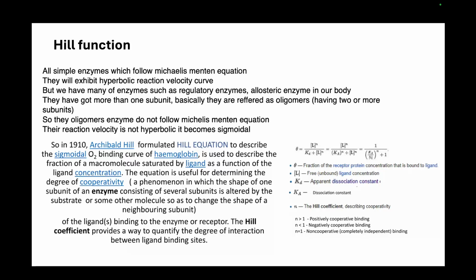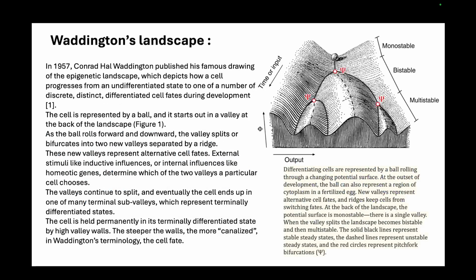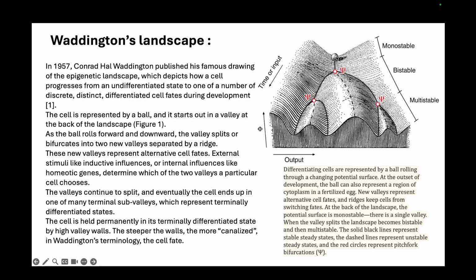Okay, so this was the Hill function, and at the end what we come to is the Waddington's landscape. So Conrad Waddington published his famous drawing of the epigenetic landscape that depicts how a cell progresses from an undifferentiated state to a number of distinct, discrete and differentiated cell fates during development. So this is your undifferentiated state, and there are multiple ways to move. So this is a differentiated state, and this is a differentiated state. So how from an undifferentiated state it can move to particular differentiated states is given by this Waddington landscape.